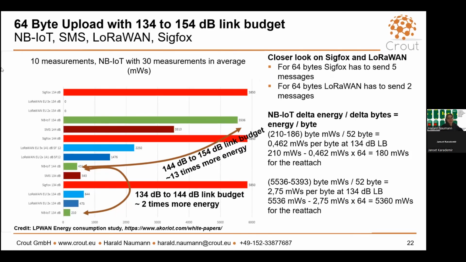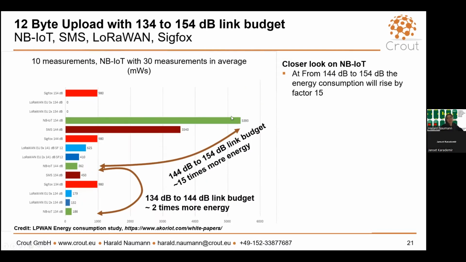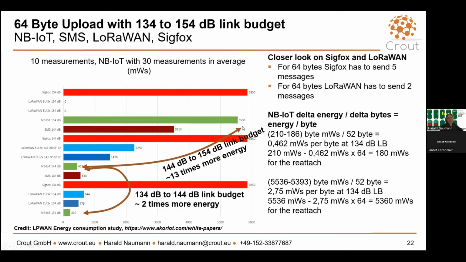Here the same again. We changed here from 12 byte to 64 byte. And if you look here, it was 5,393 milliwatt seconds, and here it is 5,536 milliwatt seconds. So a few bytes more, but the energy consumption is close to the same. Then I calculated it backward. Most of the energy we need for the reattach. So it doesn't matter if you send 12 byte or 64 byte or even 500 byte. Most of the energy we lose by the reattach.